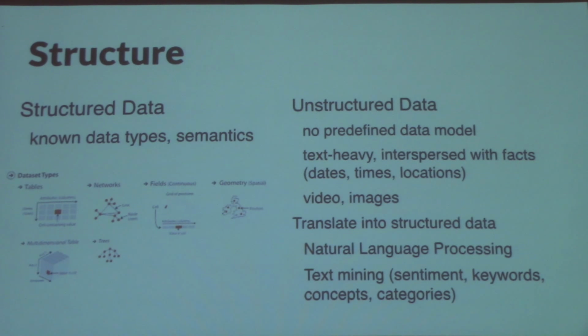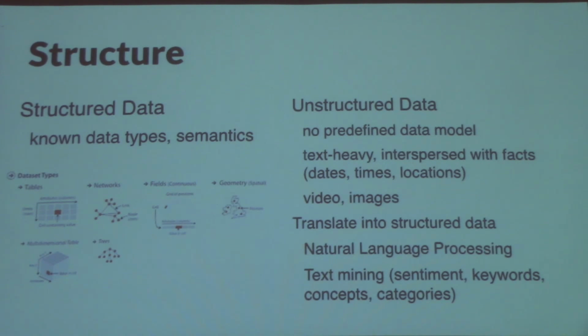What are examples of unstructured data? When you don't have a predefined data model. For example, text on a website or in a book and so on is largely unstructured. In this text, you have interspersed facts, you have dates, times, locations. What is also unstructured are videos or images. An image can contain any kind of information, but it's not easy to access for a computer. It's not structured. For us, it's of course easy to access as humans, and the same for video, but not for a computer.